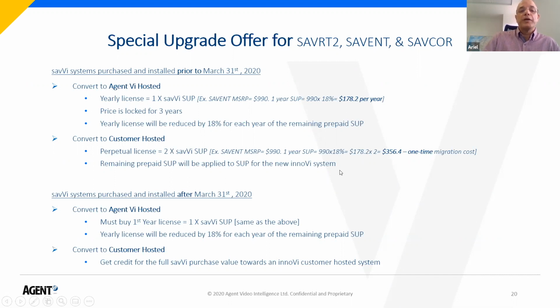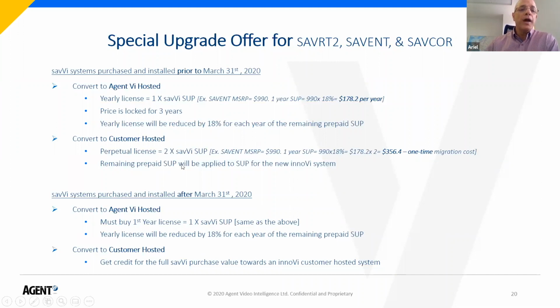The remaining prepaid SUP will be applied, meaning that if you purchased last year 100 cameras of SAVEnterprise with 3 years SUP, okay, and you want to upgrade or to migrate to innoVi today, 1 year later, you will pay a one-time fee, a migration cost, which is equal to $356.4. These are MSRP before the discount, of course. One-time migration cost. And the 2 years that are already paid, you will not need to pay additionally because they are already paid.